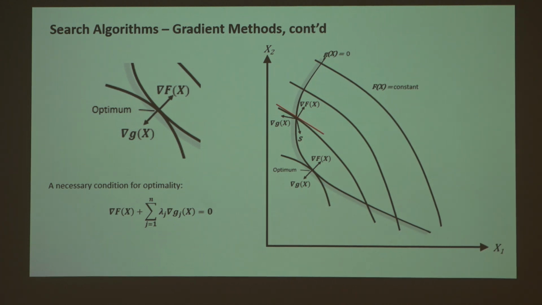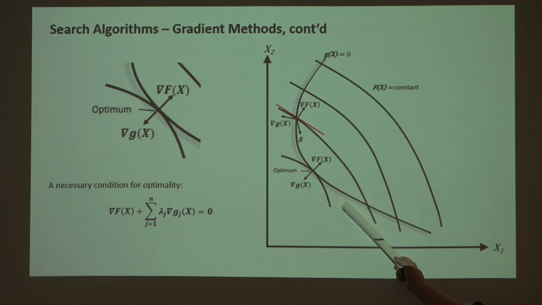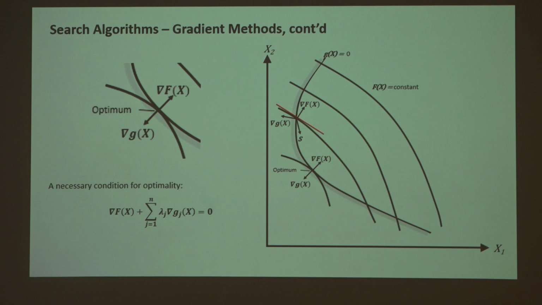The minimum of function f inside the constraints is actually right here. At that point, the gradient of the constraint and the gradient of the function f are opposite each other. When that occurs, or let me say it a different way, in order for there to be a minimum, this has to be true. You have to have these gradients canceling each other out. Okay? The directions cancel each other out.